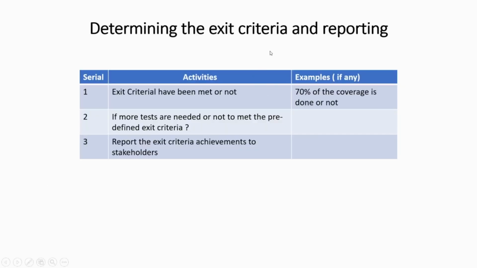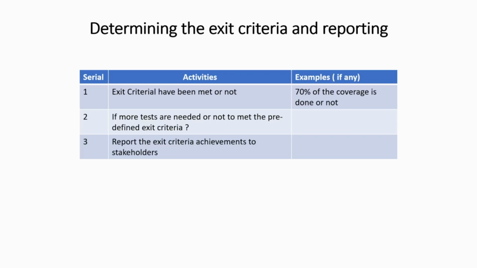Now the fourth phase is determining the exit criteria and reporting. I already told you that during the first phase, where we are planning things, we also define the exit criteria. And in this phase, we determine whether our exit criteria is achieved or not. For example, my exit criteria can be that 70% coverage of the test cases needs to be done. So in this phase, I will see whether I have achieved 70% coverage or not.